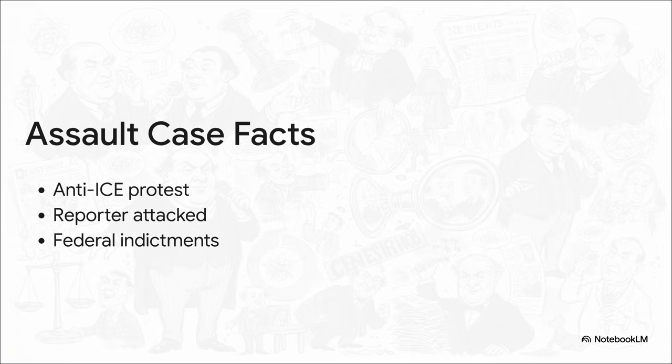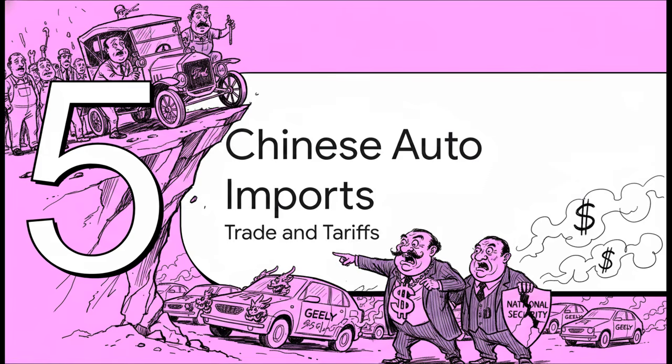The host used this localized incident to make a broader argument that federal entities, like the FBI and DOJ, must step in to stop what they described as coordinated political violence against the media. Finally, Section 5, Chinese automakers in the U.S., covering technology, trade, and tariffs.